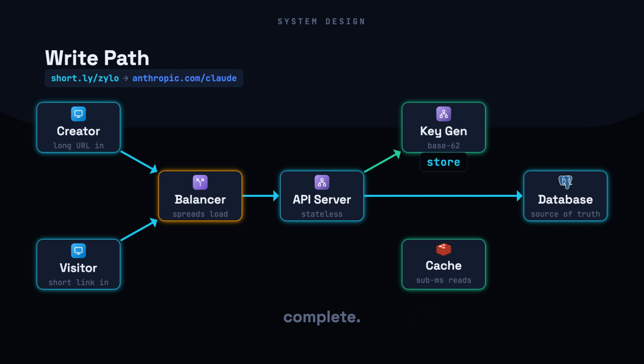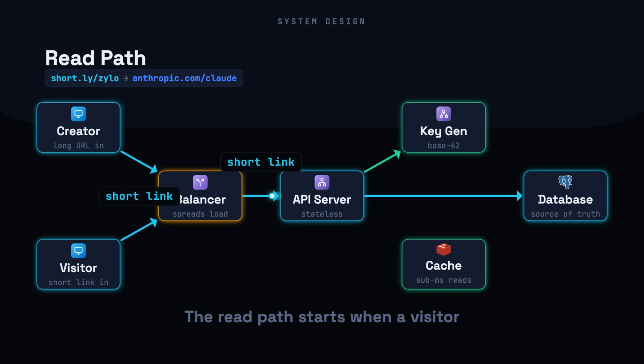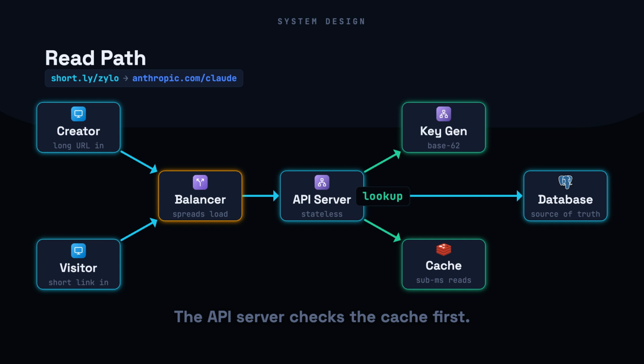Write path complete. The read path starts when a visitor clicks short.ly/x7k2. The browser sends a lookup request through the balancer to whichever API server is free. The API server checks the cache first. If the code is already there, it gets the long URL back in a fraction of a millisecond. This is the hot path, and it handles the overwhelming majority of traffic.